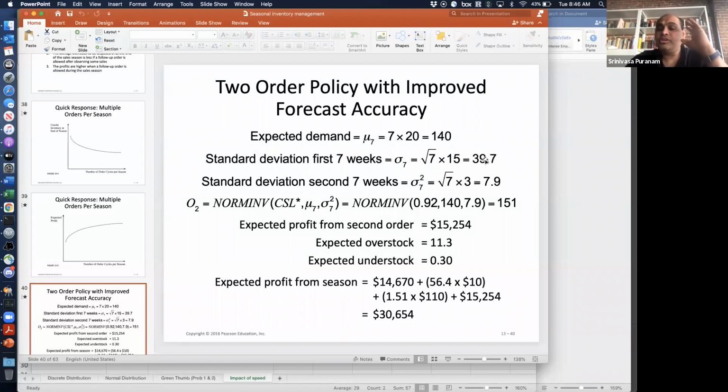All of that is fine. So the first order will still be 195 units, or 194, depending upon how we do it. The next expected profit and all of that, you can calculate. Expected understock, expected overstock, all of that is good. But for the second half of the season, now instead of the standard deviation being 15, it's going to be 3. So what does that look like?